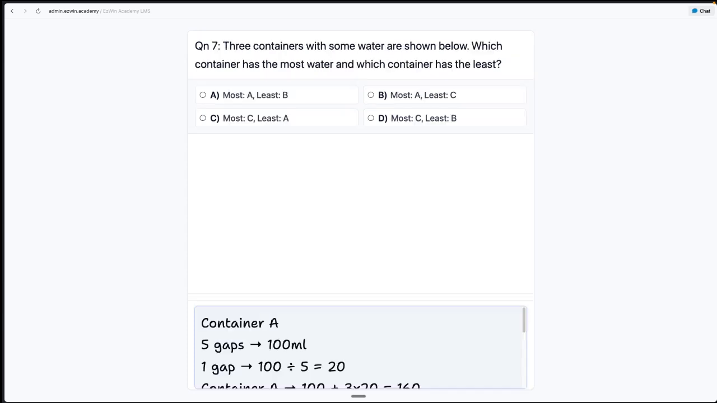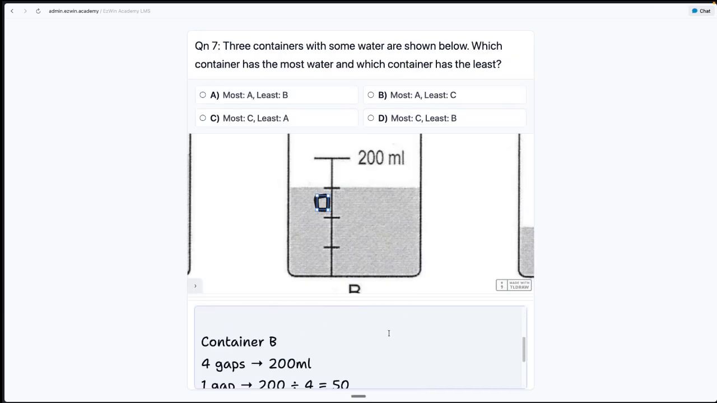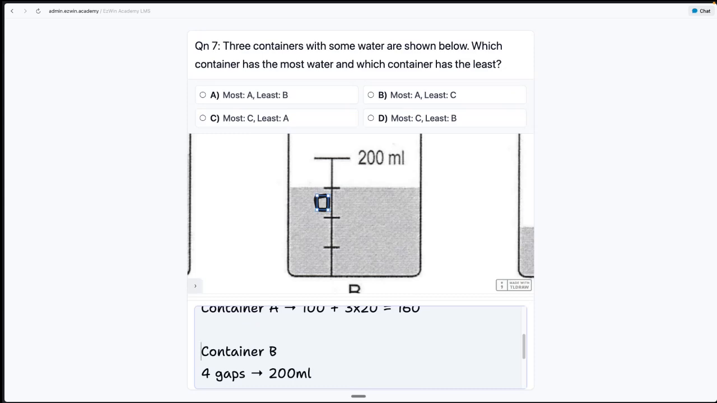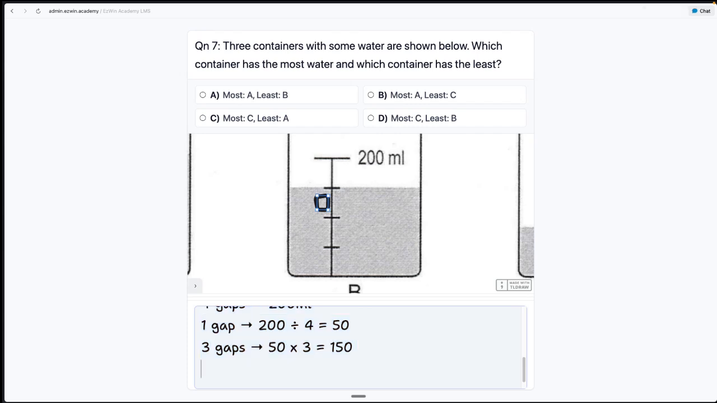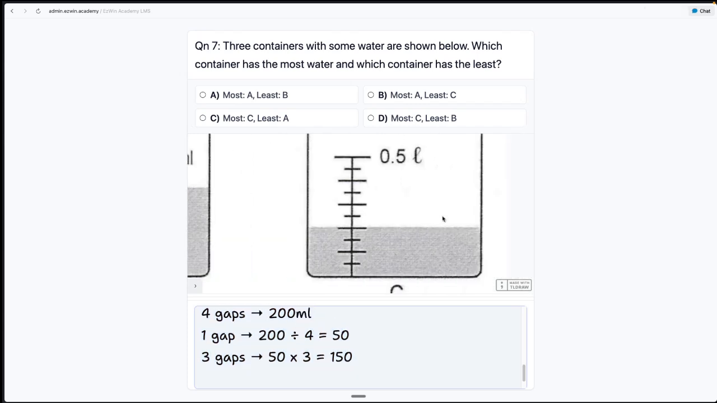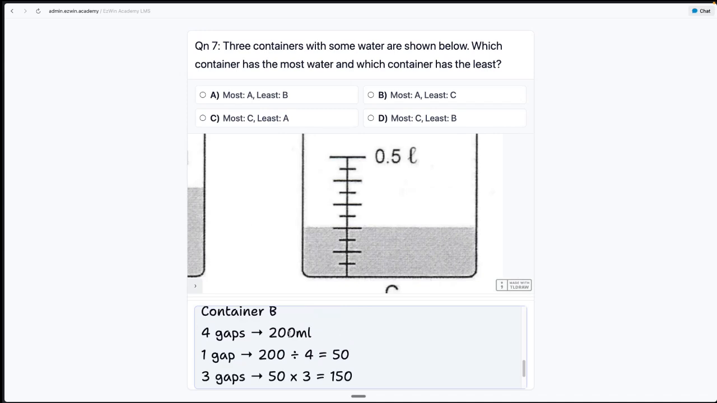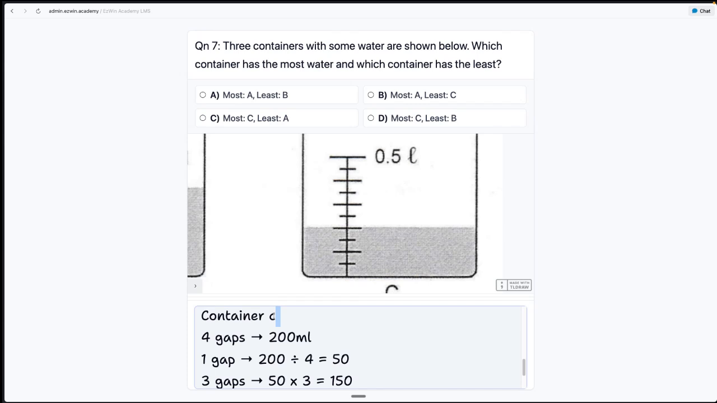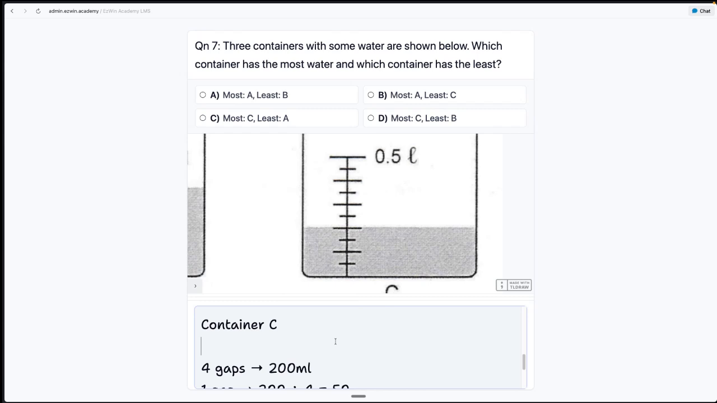Then we go for the last one. For container C, we have 0.5 liters, as we see over here. So for container C, 0.5 liters is equal to 0.5 times 1000, because 1 liter is 1000 milliliters. So 0.5 times 1000 is 500 ml.